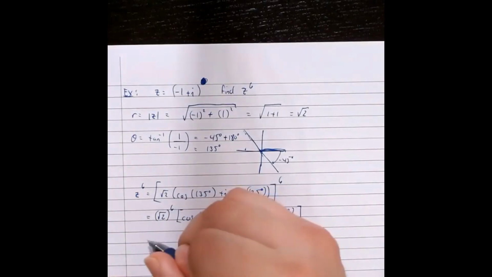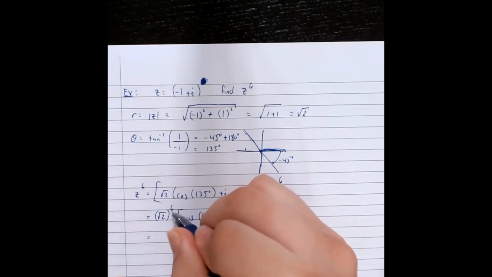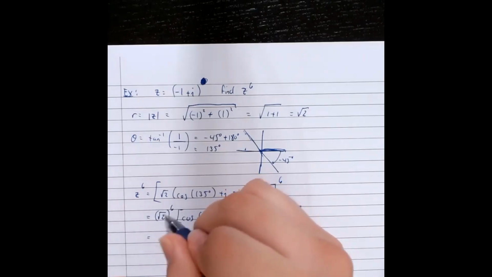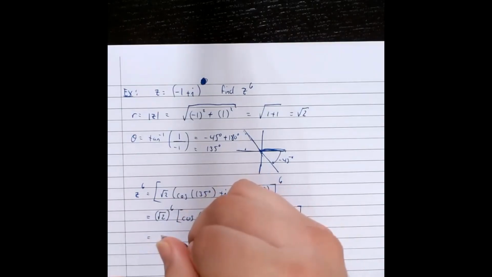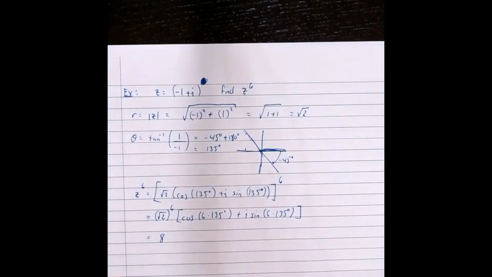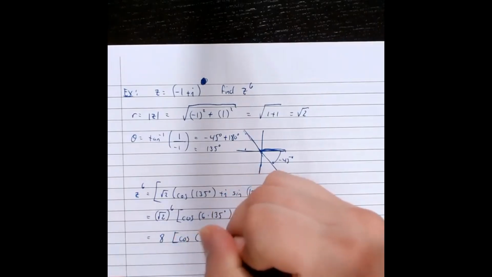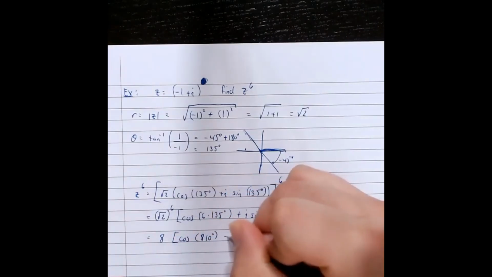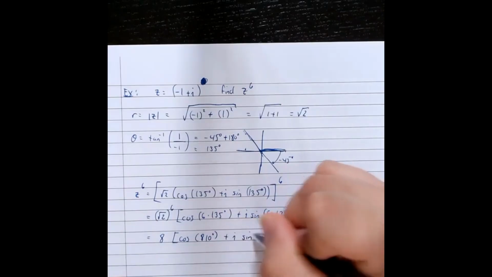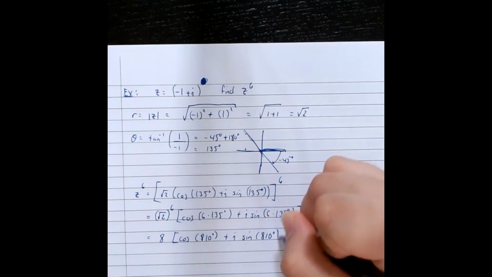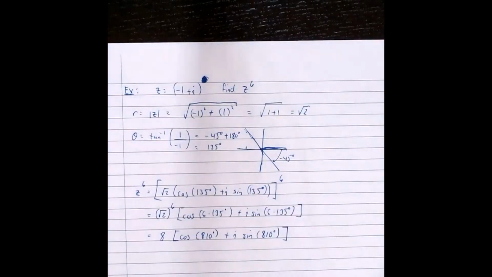Which, if we evaluate, let's see, root 2 to the sixth power. If you square root 2, you just get 2. So that will be the same as 2 to the third power, which is just going to give you 8. Right? And if you multiply 6 times 135, that's going to be 810. Cosine of 810 degrees plus i sine of 810 degrees. And there you go. There's our result.